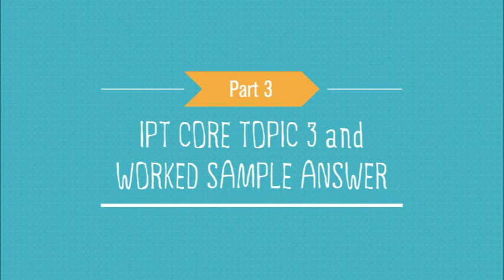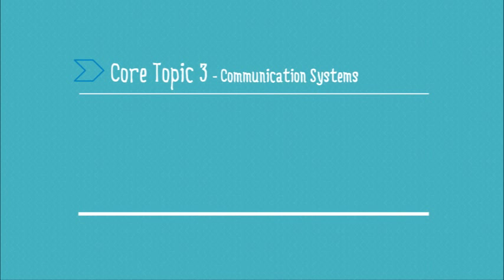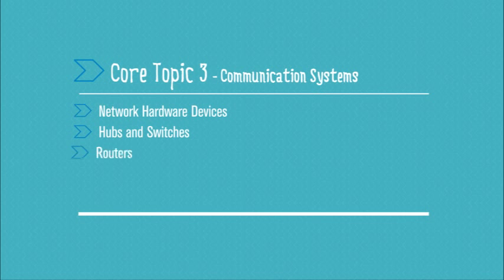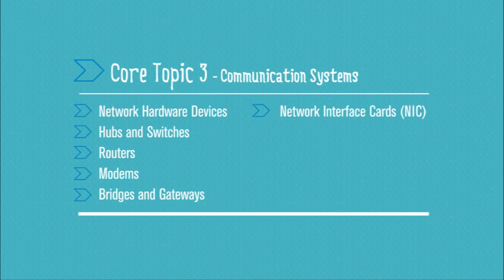Let's move on to core topic 3. So in core topic 3, we deal with communication systems. And we talk about things like network hardware: hubs, switches, routers, modems, gateways, network interface cards.